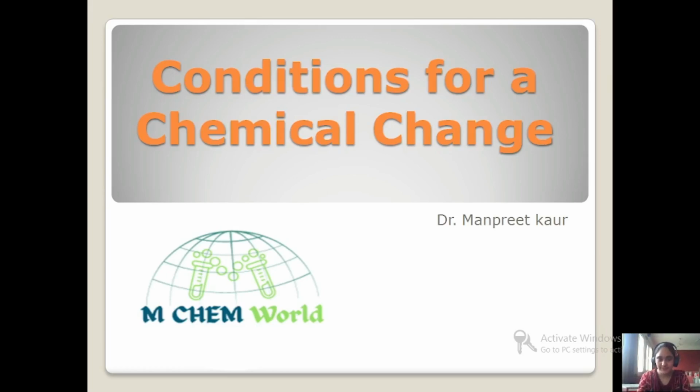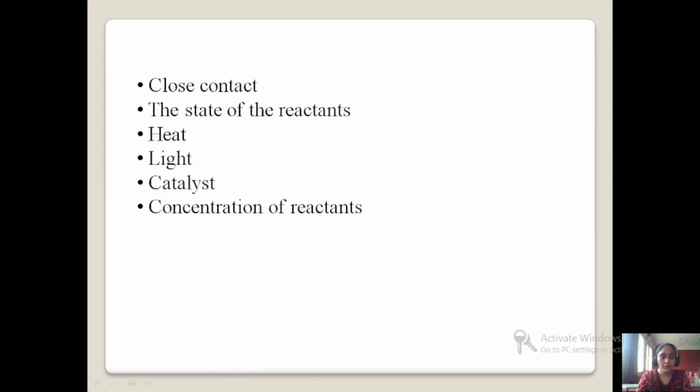My name is Dr. Manpreet and today we'll discuss the conditions for any chemical change. How can you tell there is a chemical reaction happening in your beaker? There can be a change in color, or the formation of a solid product, or the production of gas. These are the indications for any chemical reaction. So we are dealing with chemical reactions.